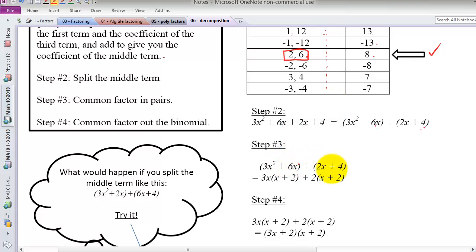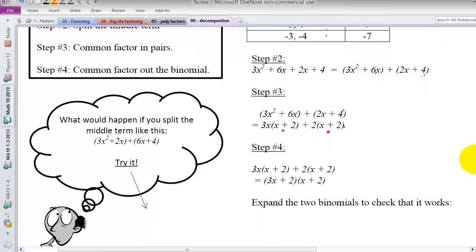So in each of these terms I factor out probably the GCF, but maybe not always, to get one term that's common. So 3x squared plus 6x, if I take the 3x out of there, I'm left with an x plus 2. Likewise, in this term I have 2x plus 4. If I factor out a 2, I get 2 multiplied by x plus 2. So there's an x plus 2 there and an x plus 2 there.